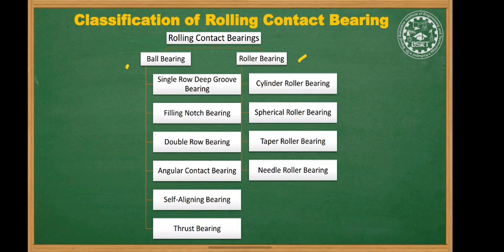Again, ball bearings are further divided into single row deep groove bearing, filling notch bearing, double row bearing, angular contact bearing, self aligning bearing, and last is the thrust bearing. Roller bearings are classified into cylindrical roller bearing, spherical roller bearing, taper roller bearing, and last is needle roller bearing. So we will discuss each type individually in next session.